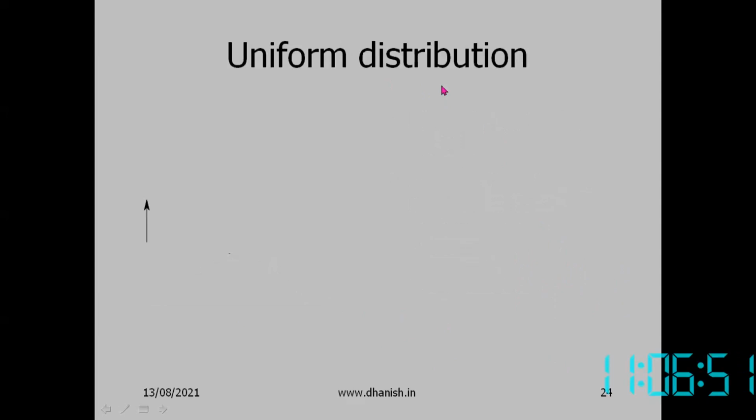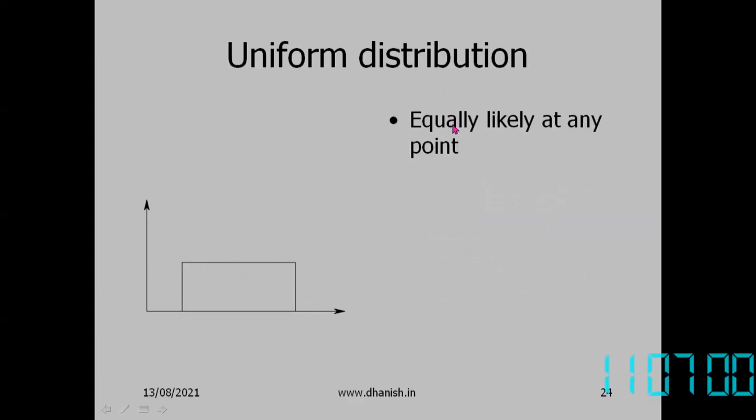So then we have the uniform distribution, which is uniform. There is no variation between 2 limits. So when the measurement result is equally likely at any point, you get this uniform distribution.